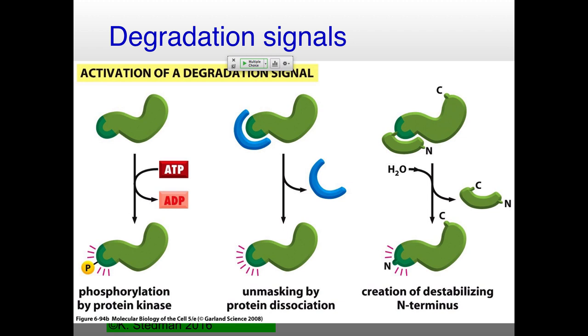And also just proteins that have the incorrect structure. They haven't folded properly. And there's a surveillance machinery that basically floats around inside the cell of these ubiquitin ligases that say, hey, this is a misfolded protein. We're going to put ubiquitin on that and target it to the proteasome for degradation.